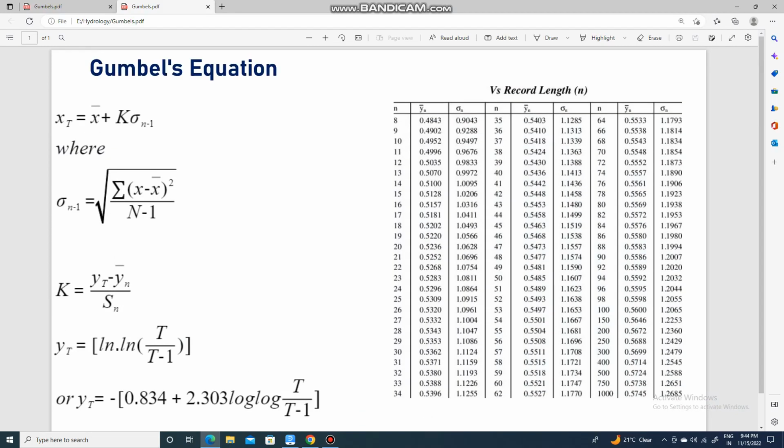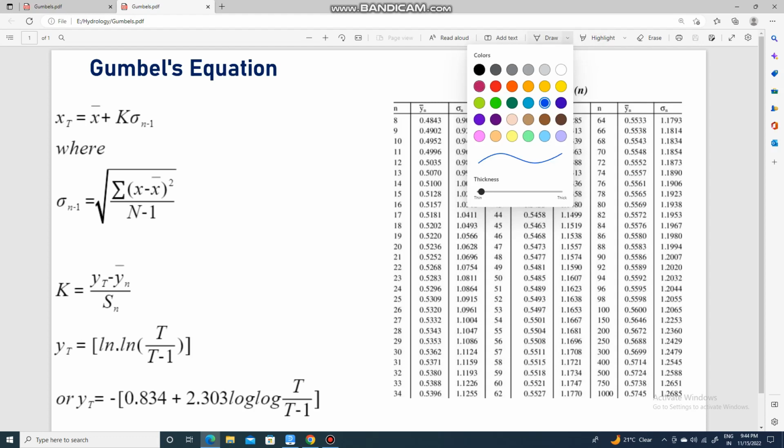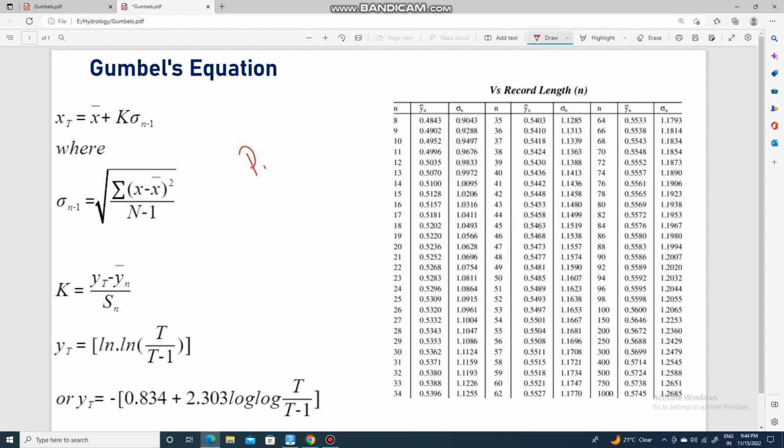So today we will discuss Gumbel's equation. Till now we were trying to find the probability of some discharge, or rainfall, or any event which is a part of a series of events.